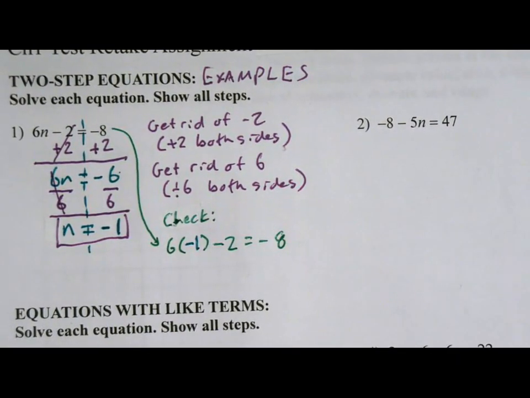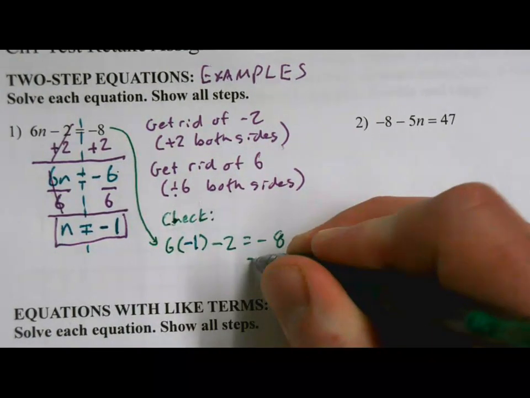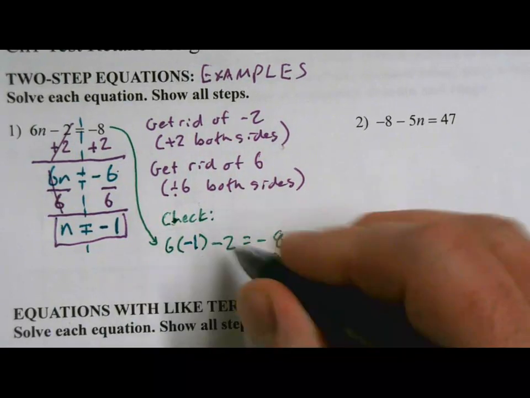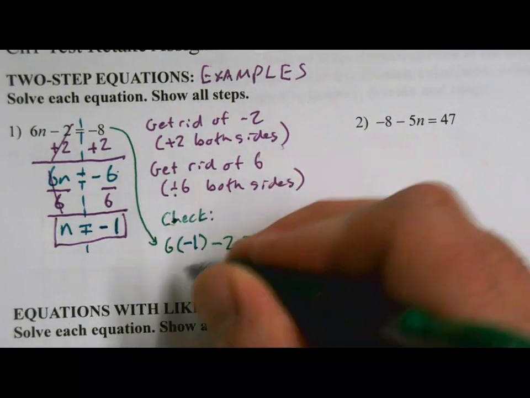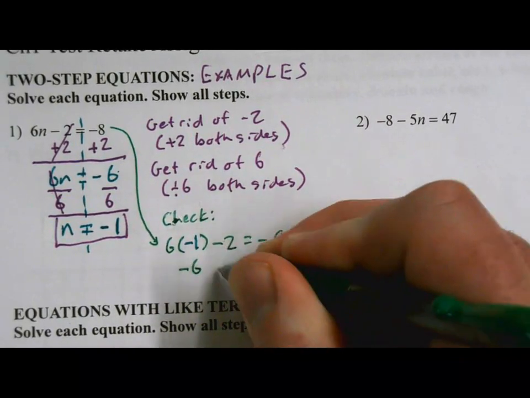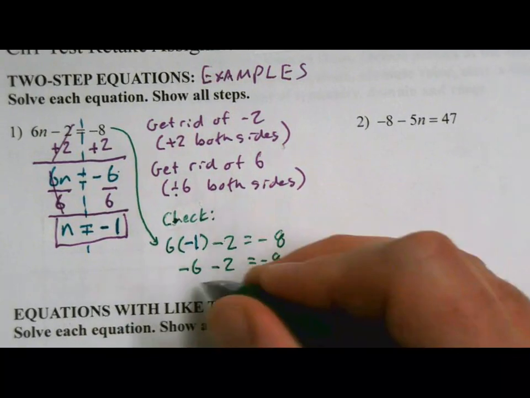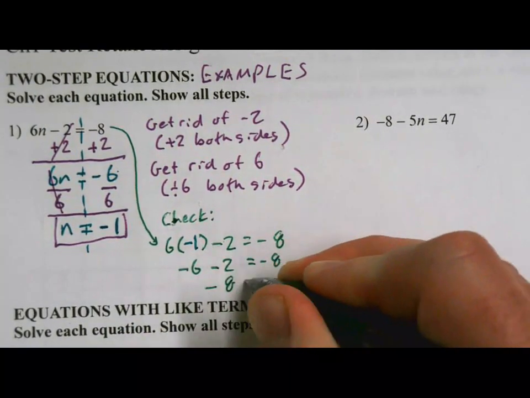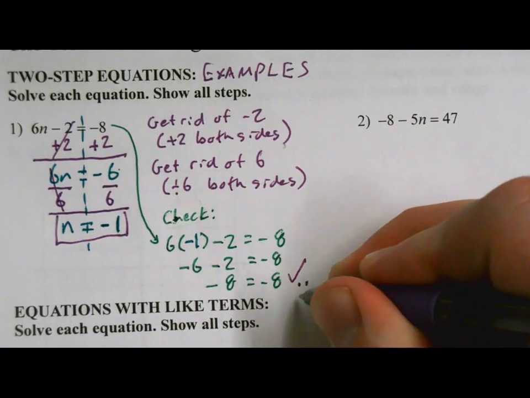Now I just need to simplify both sides of the equation. What I'm hoping for is to get the same number on both sides. I already have a negative 8 here, so I'm hoping this ends up being negative 8. Let's check and see. PEMDAS says multiplication first. 6 times negative 1 is negative 6. We still have our minus 2. We'll go one more step here. Negative 6 minus 2 is negative 8. That matches the other side, which means my check is good. My answer is correct.